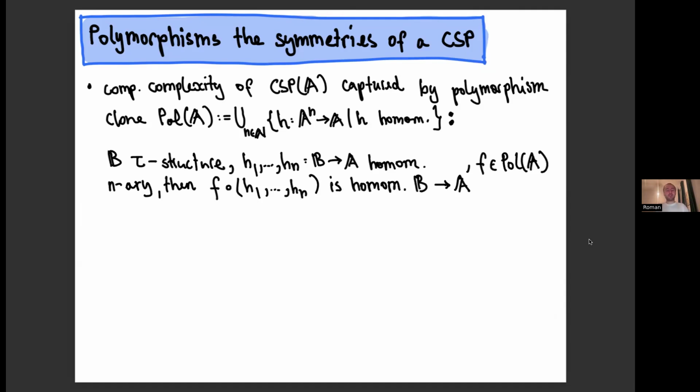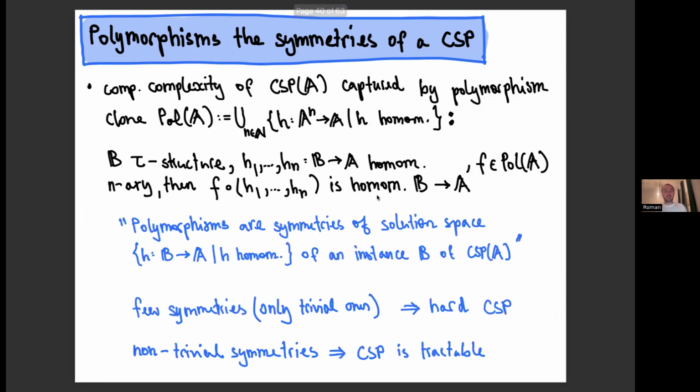Why is that? Well, if you have a tau structure, tau being the signature of A, if you have a tau structure B and homomorphisms h1 to hn from B into A, which you can view as solutions to the CSP, and you take any polymorphism of A of arity n, then you can apply this polymorphism f to those homomorphisms h1 to hn and obtain potentially a new homomorphism from B into A. So the polymorphisms act on the solution space of a CSP to a previously fixed instance.